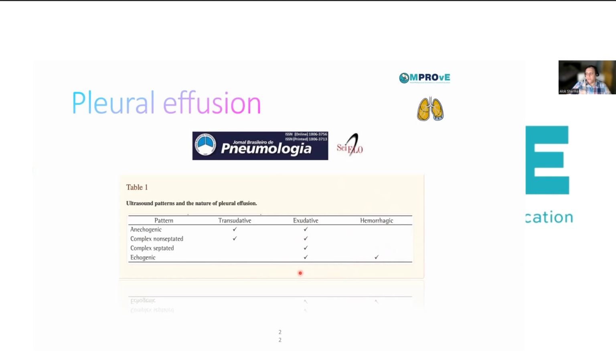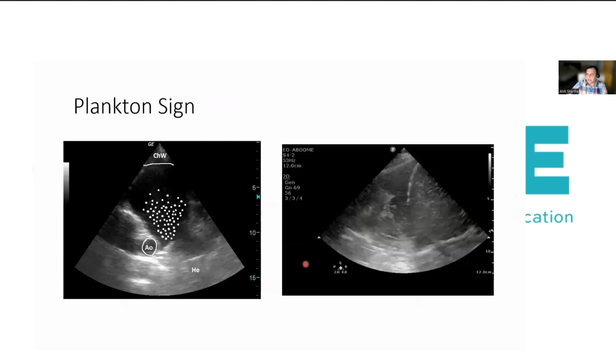So again, it's really important that you are clinically correlating, but yes, there are some signs, and one of them is the plankton sign. And the plankton sign is a sign which basically demonstrates the presence of echogenic particle-like densities that you see in the pleural fluid. And because of their size and the way they float, they look like plankton in the ocean. And as you can see over here, you can see clearly plankton-like, echogenic, hyperintense particles that are floating within this pleural effusion.